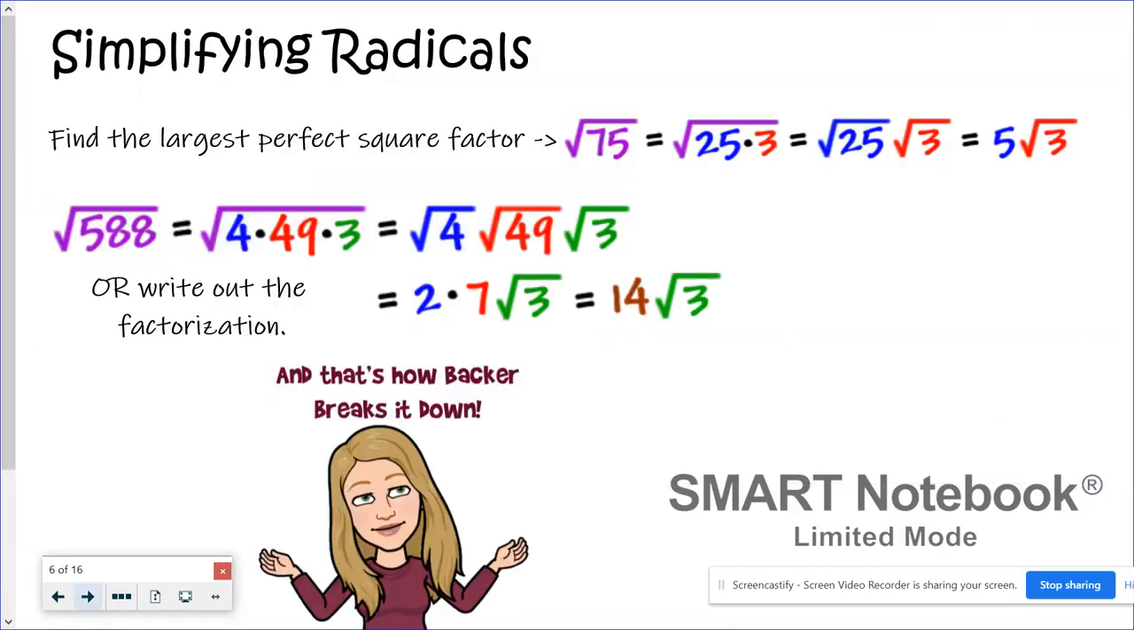You can go with the multiplication property where you find that largest perfect square factor right off the bat, or maybe you need to write out a factorization. What you do, what works for you, and that's how Backer breaks it down.